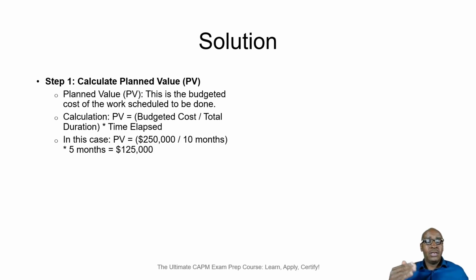But in this case, we told you that the project is progressing in a linear manner, so we're going to calculate it this way. So we have 250,000 divided by the 10 months multiplied by 5, and that gives you $125,000 for your planned value. As I said before, we will not be using this, but I just thought to include it here.